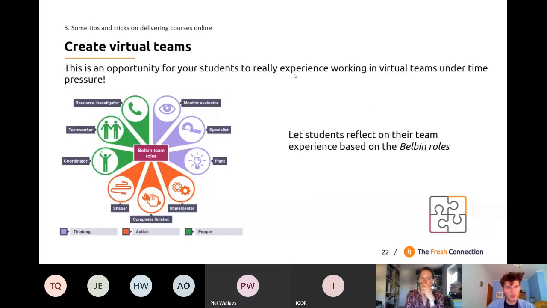Regarding virtual teams, we discussed that this teaching case can be used with students individually, but also splitting them up in teams. So this can also really be an opportunity for students to really experience working in virtual teams under time pressure, which is, as I said, a skill that they will need in the future more and more. And then after the exercise, you can say, look, now you have experienced this. Now you can reflect as a team on the experience you made. For example, based on the Belbin roles, there's other teamwork theories there, but this is just one example.